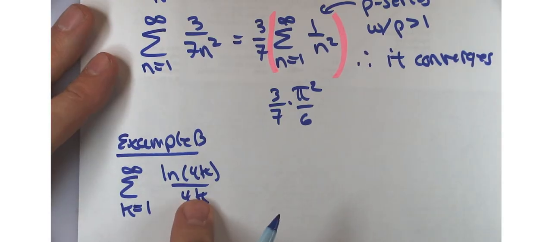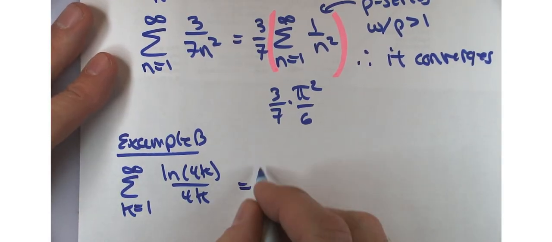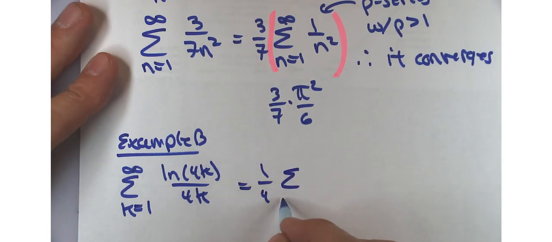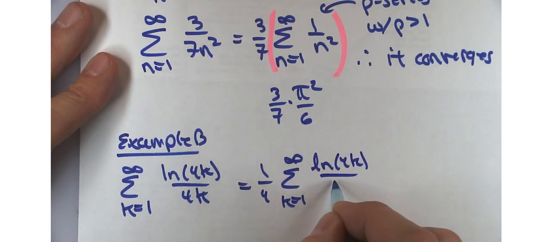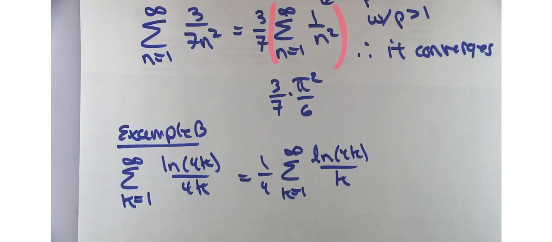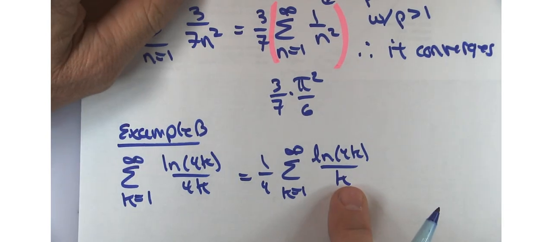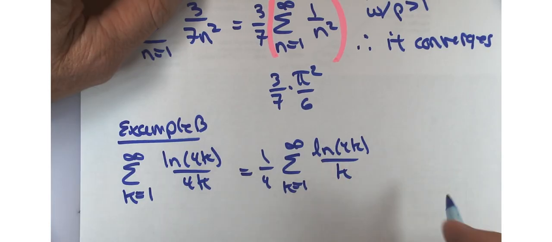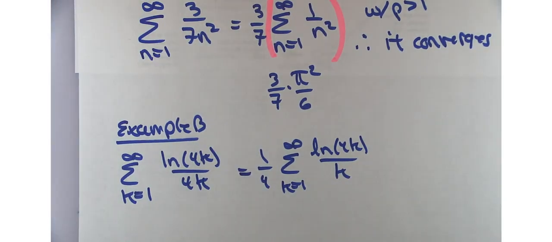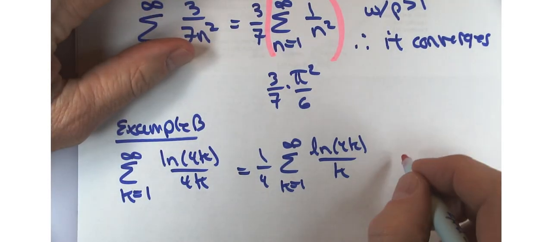I suppose I could take out the 4 if I wanted to. 1/4 the sum from k equals 1 to infinity of ln of 4k over k. Is there a series that's not too different than this that I can compare this to? Let's just take a look at the denominator. Denominator's got k to the first power. So the series I'm thinking of would be this one.